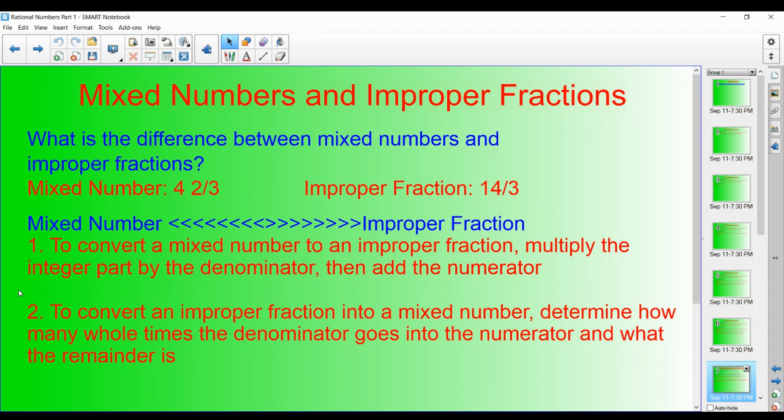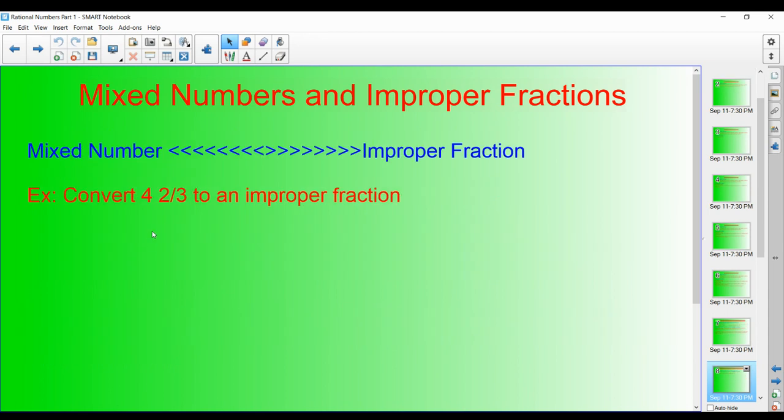So let's look at an example. We're going to convert 4 2/3 to an improper fraction. So this 4 is really 4 groups of 3. So that's really 12/3. So 12 plus an extra 2 gets us 14. So we have 14 items that we have to group into 3. So 4 2/3 becomes 14/3.